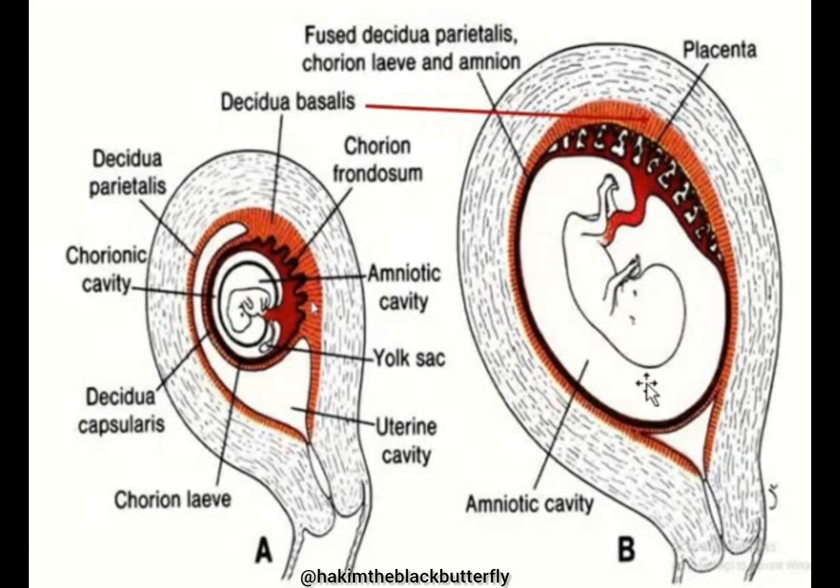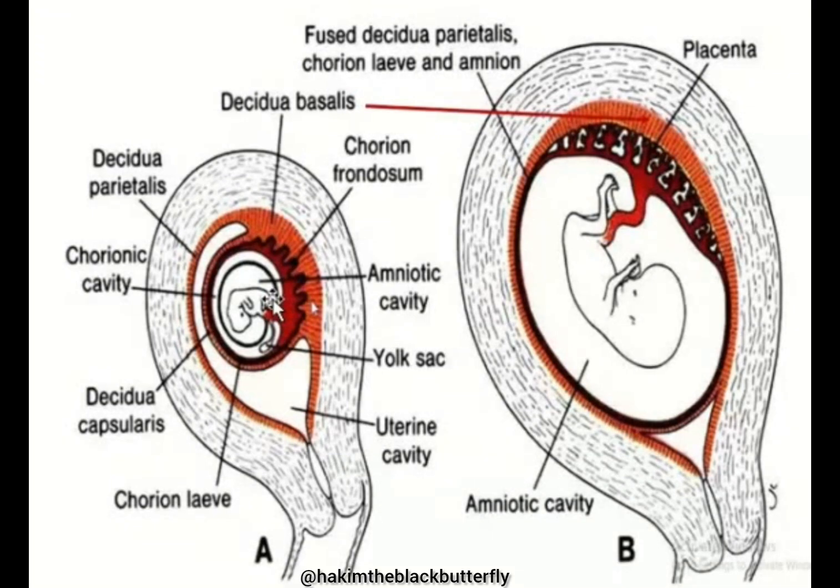So in the third trimester, don't ask for the gestational sac, don't ask for the uterine cavity. Just know that they are fused together as a result of the increasing size of the fetus, and what is remaining, you're seeing the amniotic cavity and the fetus. These are the ones you will see in the third trimester.